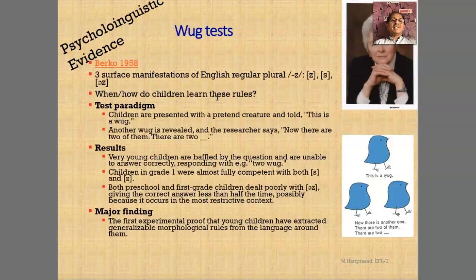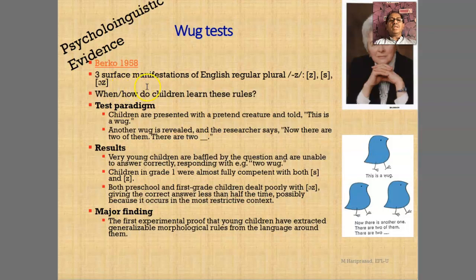Other evidence comes from the wug test, where an experiment was done. We know that the English regular plural has three surface forms: z, s, and uz. So the plural morpheme is z, but the allomorphs are z, s, and uz.